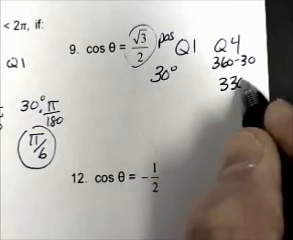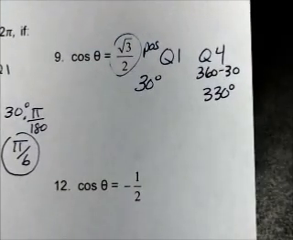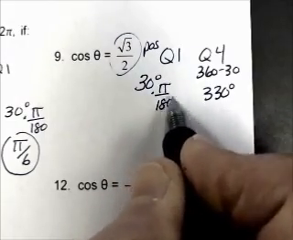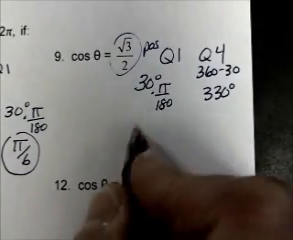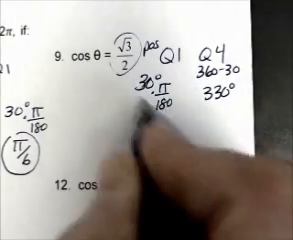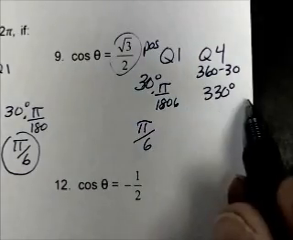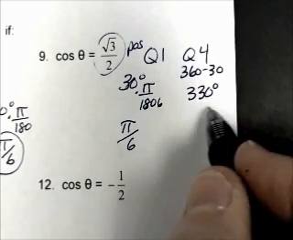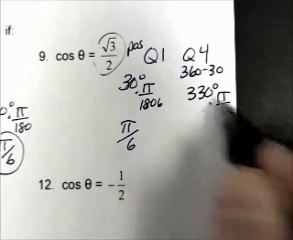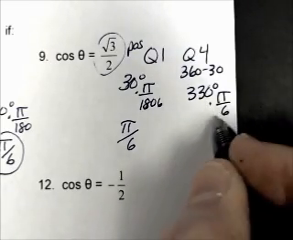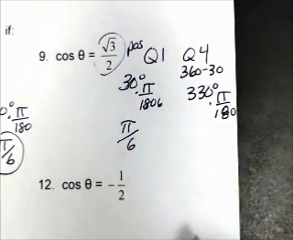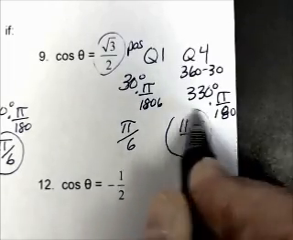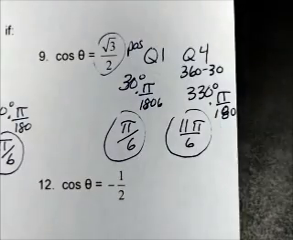That's 330 degrees. And now take our degree measures and convert them to radians by multiplying by pi over 180. Nice, that's pi over 6. That reduces. And 30 goes into 330 11 times. I did the reducing already, so that would be 11 pi over 6. So there are two radian measure values.